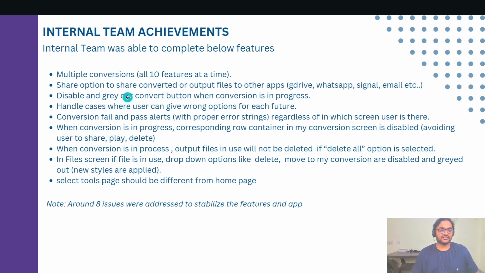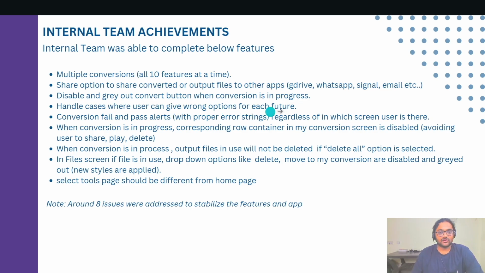And this is the interesting thing: when a conversion is in progress, you can disable or gray out the button. When the conversion is happening and the progress bar is coming, you don't want the user to press one more conversion, because it's a kind of duplication and rework, exhausting the CPU resources. We just disable that button for a while. I will show everything in the demo, so I'm just giving a glimpse here.